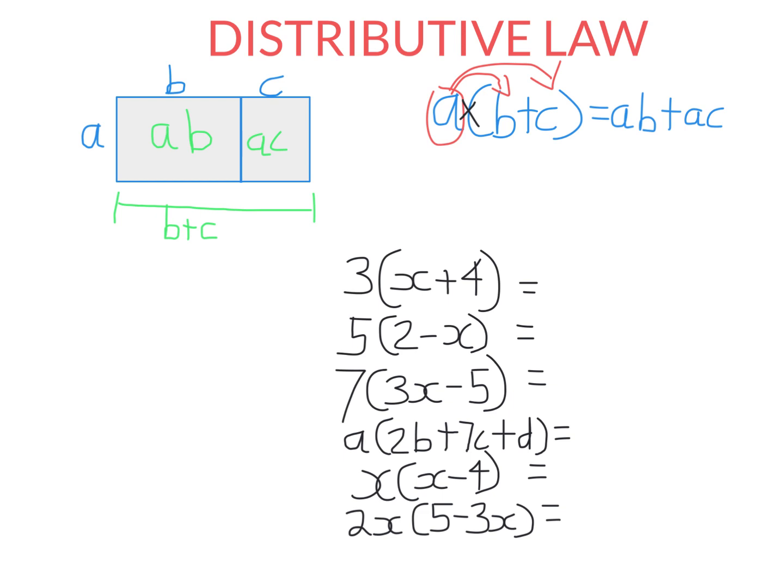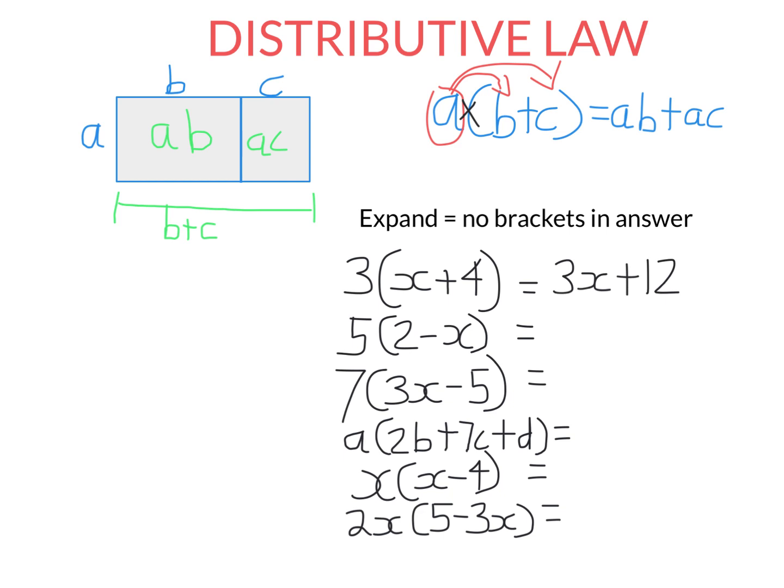So expanding brackets is the process of using the distributive law. So if you're asked to expand these brackets, it means that we write an equivalent expression to this without any brackets in our answer, just like we did up here. So we use the distributive law. We distribute the 3 to the x, so 3 times x. And then it's 3 times positive 4, which is positive 12, and we're done.